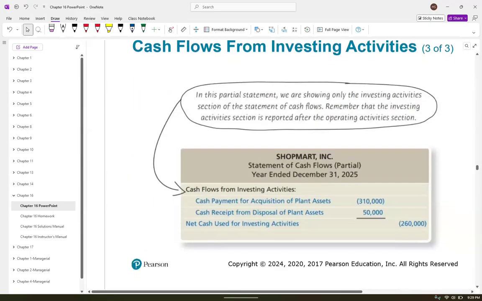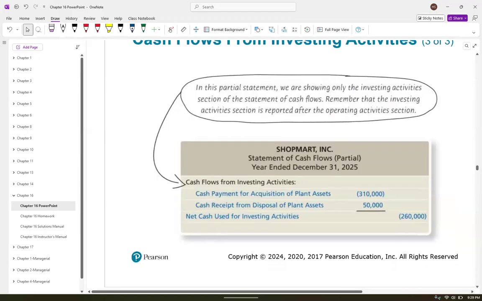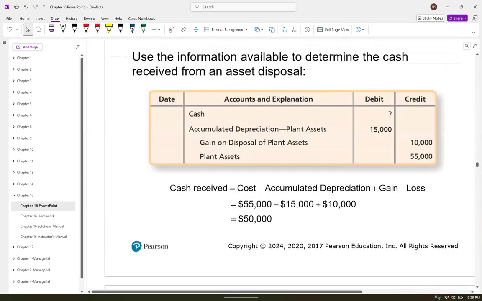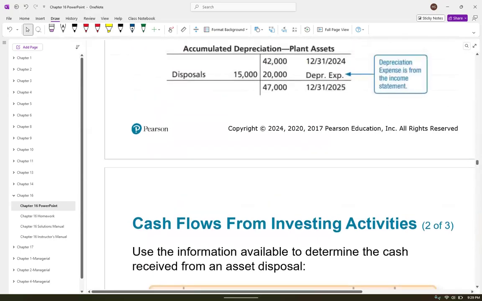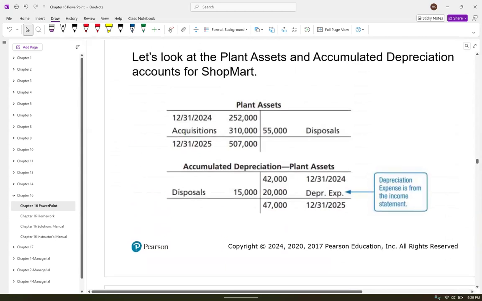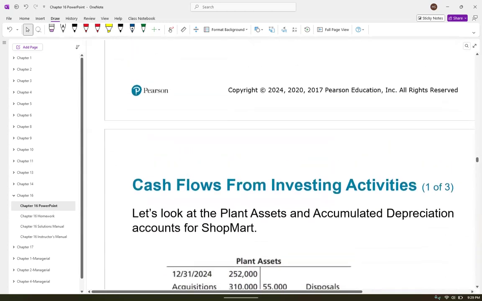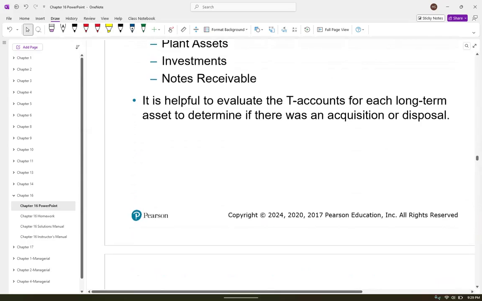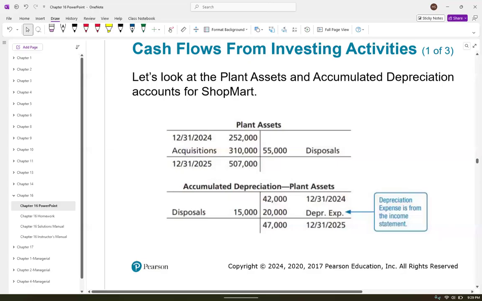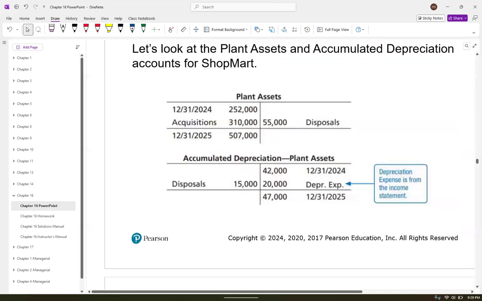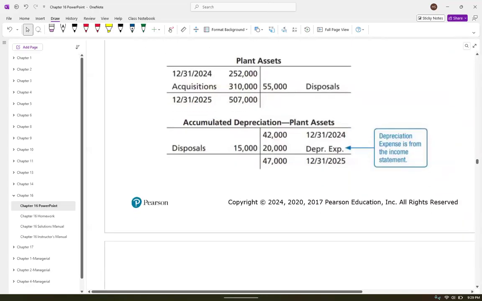Here we go. So we have a partial statement here. They got both of these T accounts out here for us. So I was going to do these two sections together. I'm going to come down here because I've already drawn that T account out. And we know that we had this depreciation expense. I filled that in.